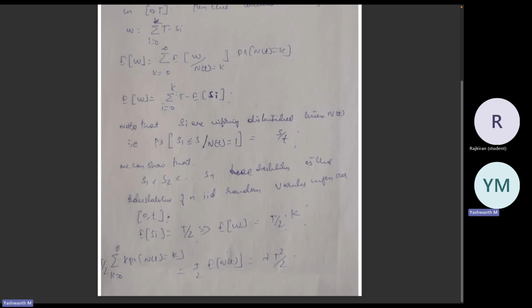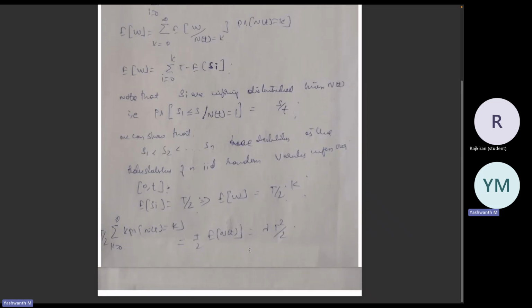So the expectation of W is K times T by 2, because T minus T by 2 is T by 2, and you have K of them. I think this sum should go from 1. Substitute this K times T by 2 here, and what you end up getting is T by 2 will go out, and this is K times the probability of N of T equal to K. But this is nothing but the expectation of N of T. The expectation of N of T is lambda T, and the small t is nothing but capital T. So the final answer is lambda T square by 2.